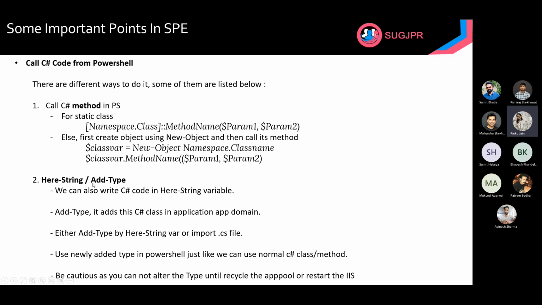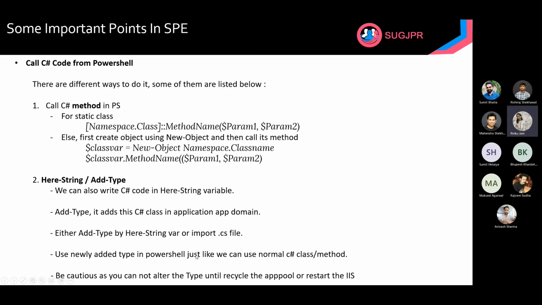Now the second way is using the here string and Add-Type. How can we do that? We can write C# code in a here string variable, and once we have the C# code in the here string, we can use Add-Type to add that particular type in PowerShell. And if we don't want to use a here string, we can also import a CS file which contains the namespace, the class, all the functions and other things, and then we can add the type of that too.